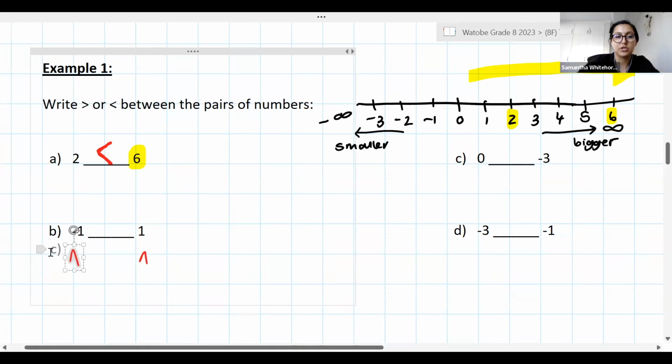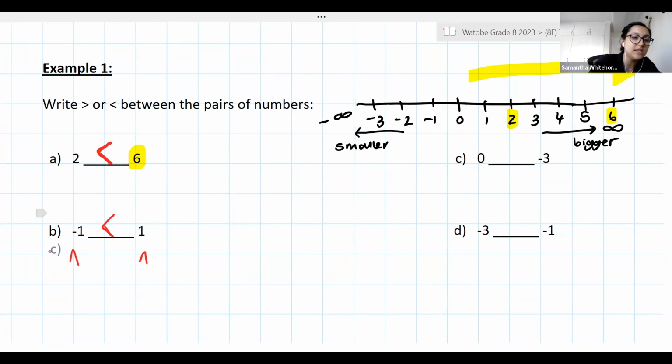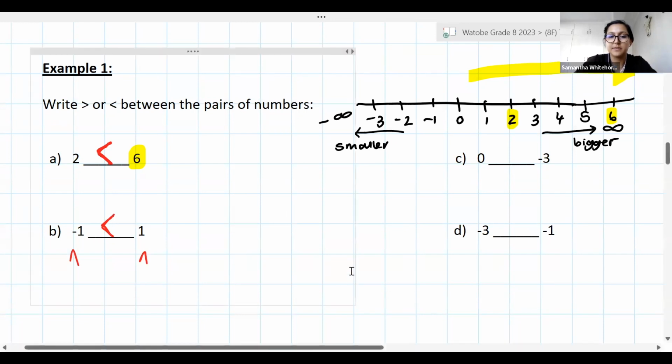That was the question. Perfect. So 1 is the bigger number, so our crocodile must eat the number 1. Very nice. Well done, well done. Okay, and, oh, sorry guys, I'm just unmuting people. Do you want to help me with C?